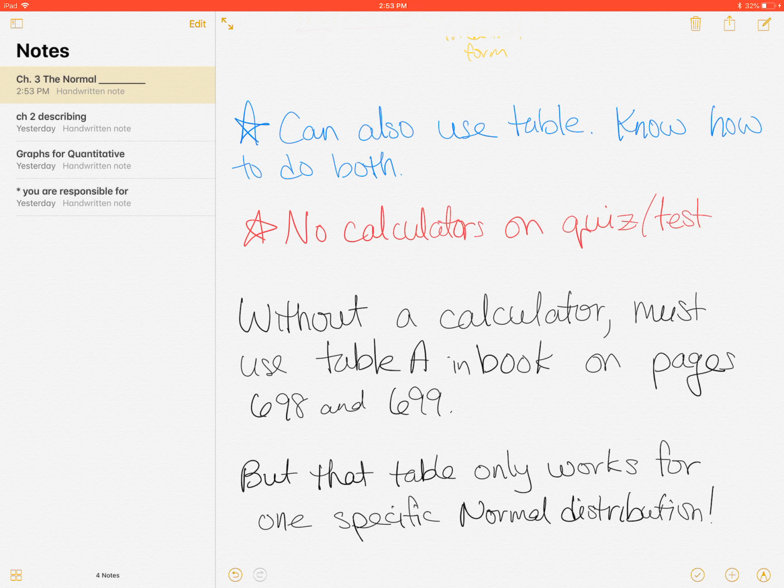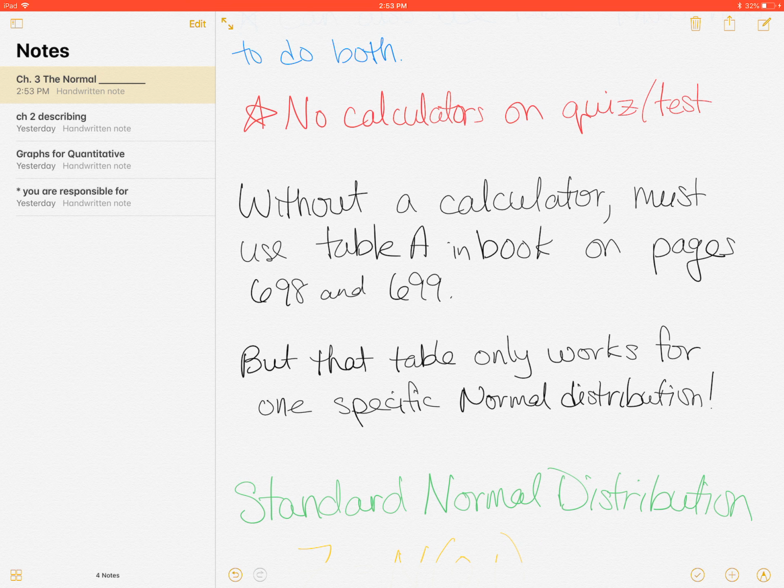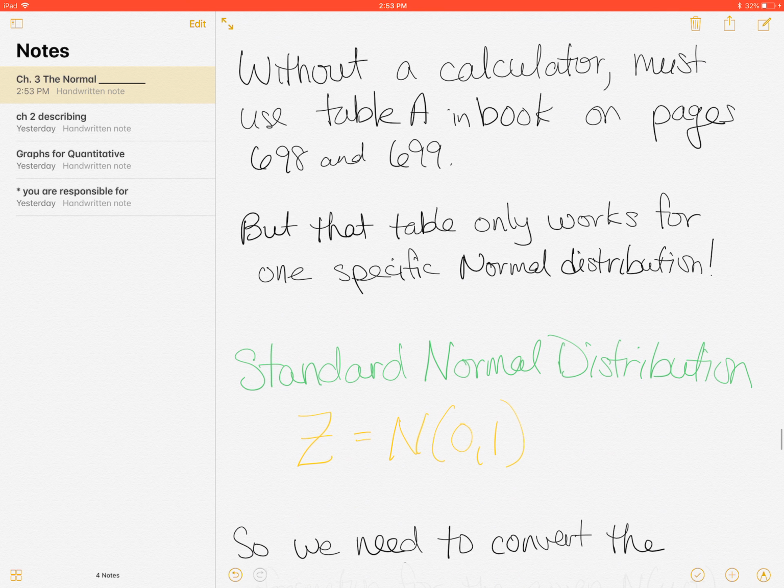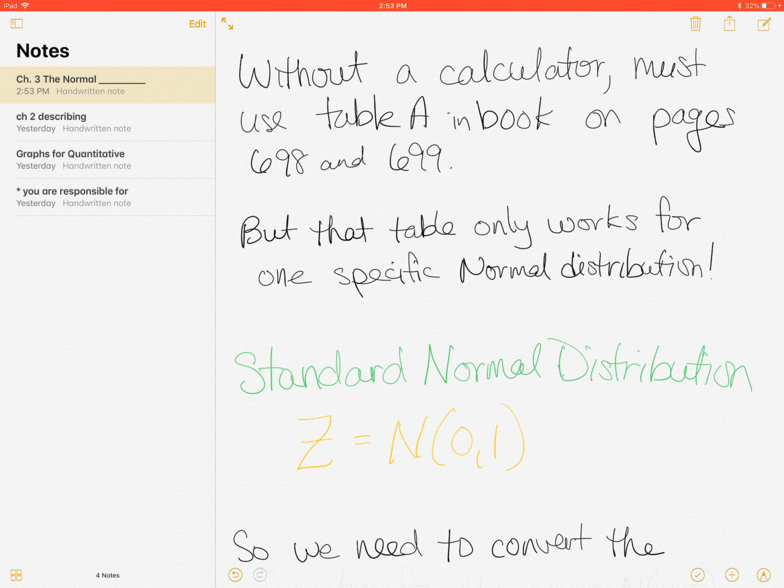But that table only works for one specific normal distribution, and that is called the standard normal distribution, and you should know what the standard normal distribution is. The standard distribution is so important that we give it a special letter Z, and it is normal with a mean of 0 and a standard deviation of 1.